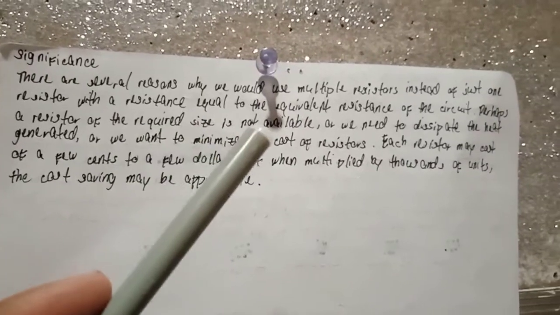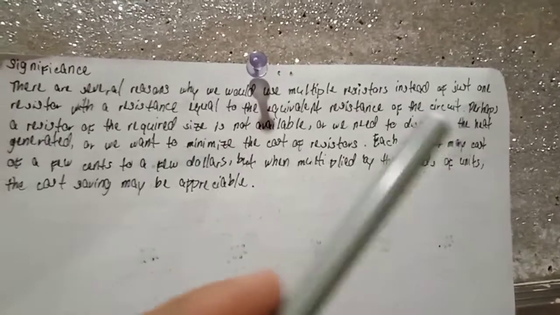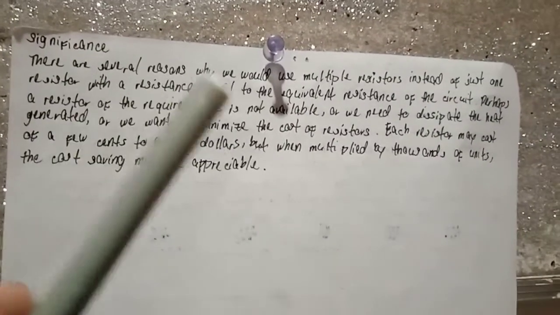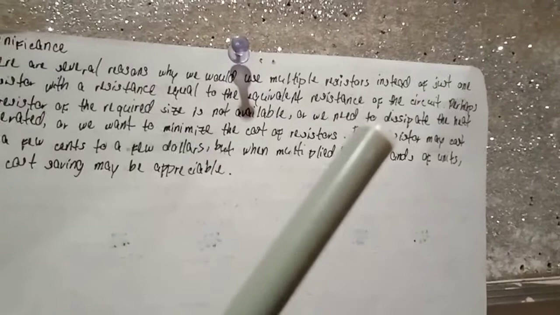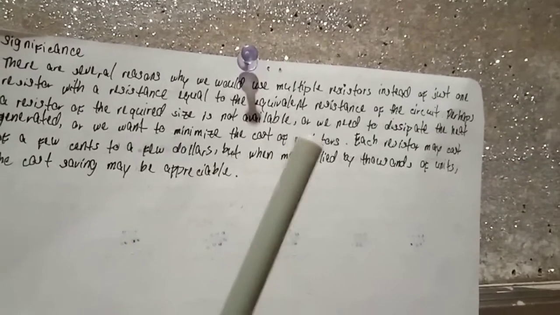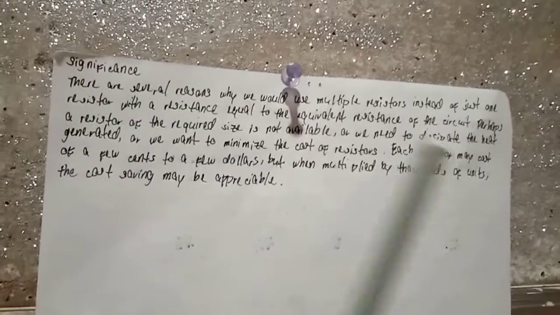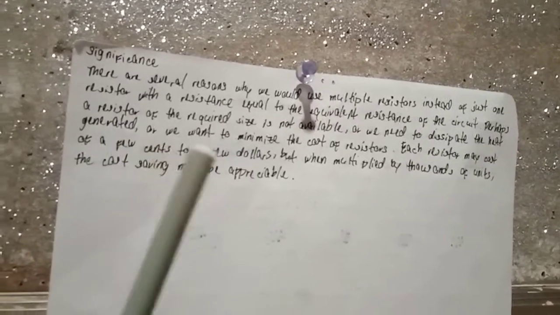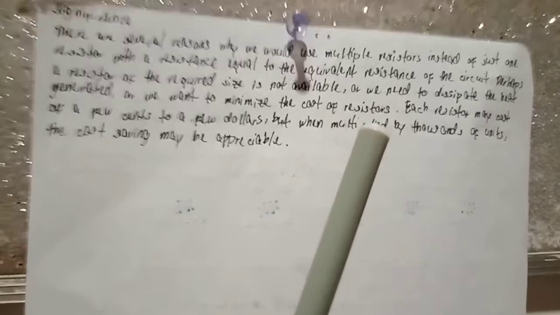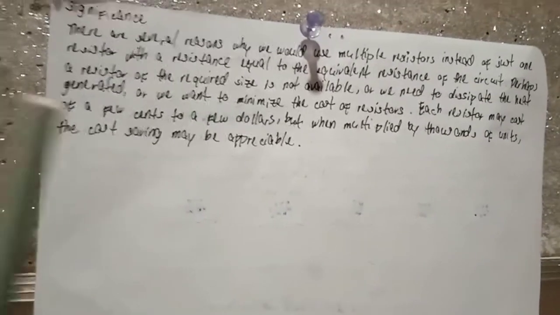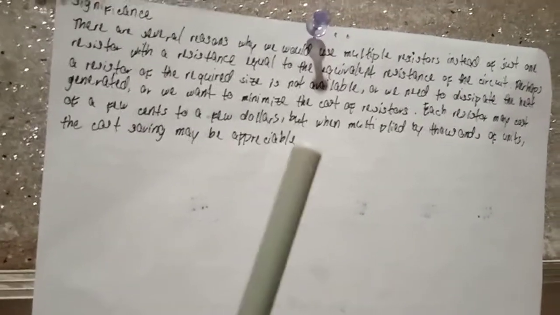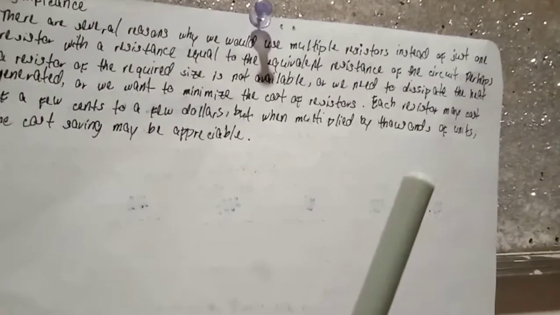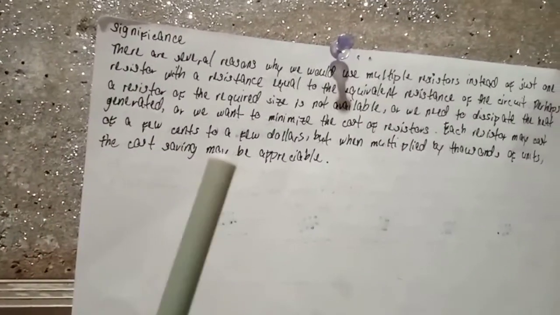We could use multiple resistors instead of just one resistor with a resistance equal to the equivalent resistance of the circuit. Perhaps a resistor of the required size is not available, or we need to dissipate the heat generated, or we want to minimize the cost of resistors. Each resistor may cost a few cents to a few dollars, but when multiplied by thousands of units, the cost saving may be appreciable.